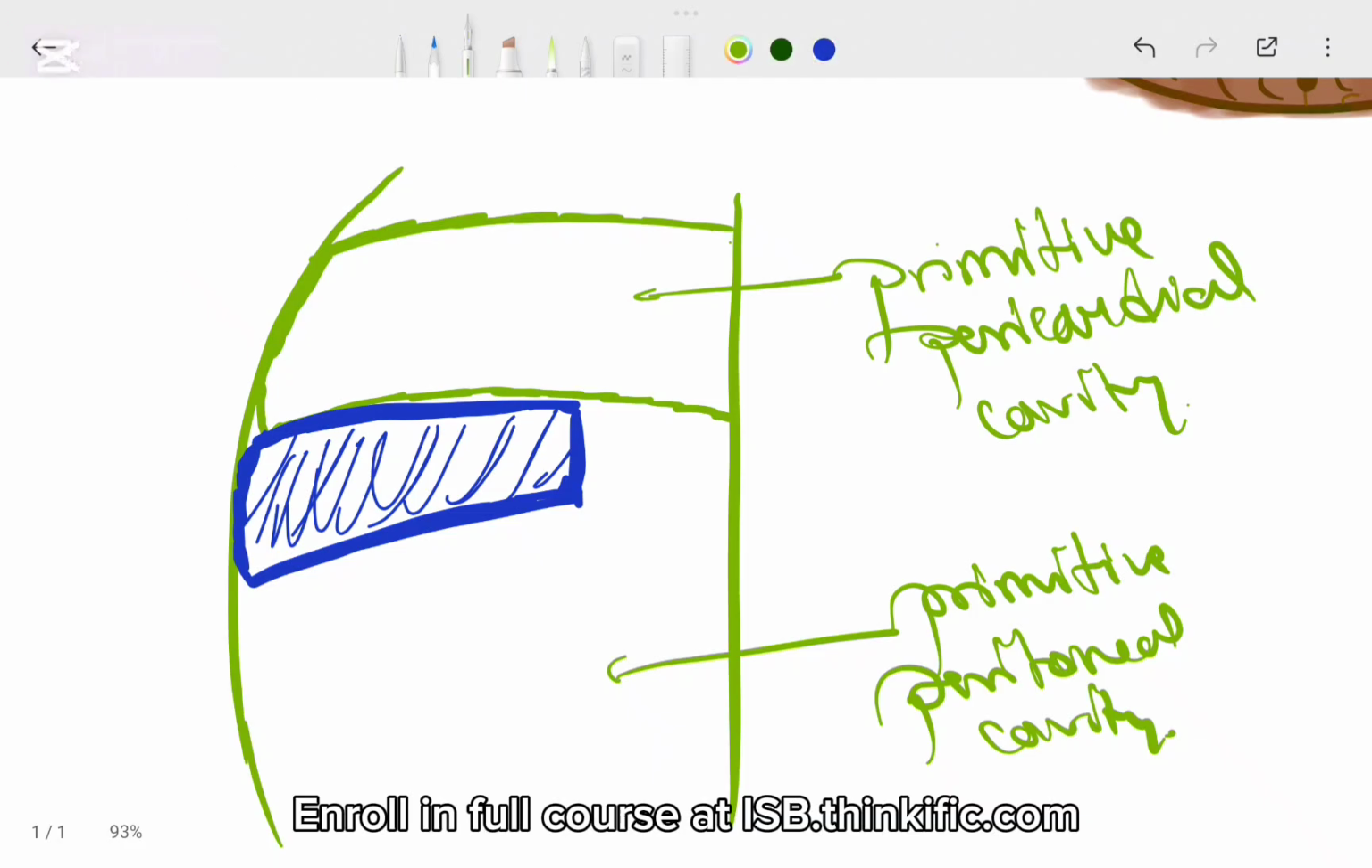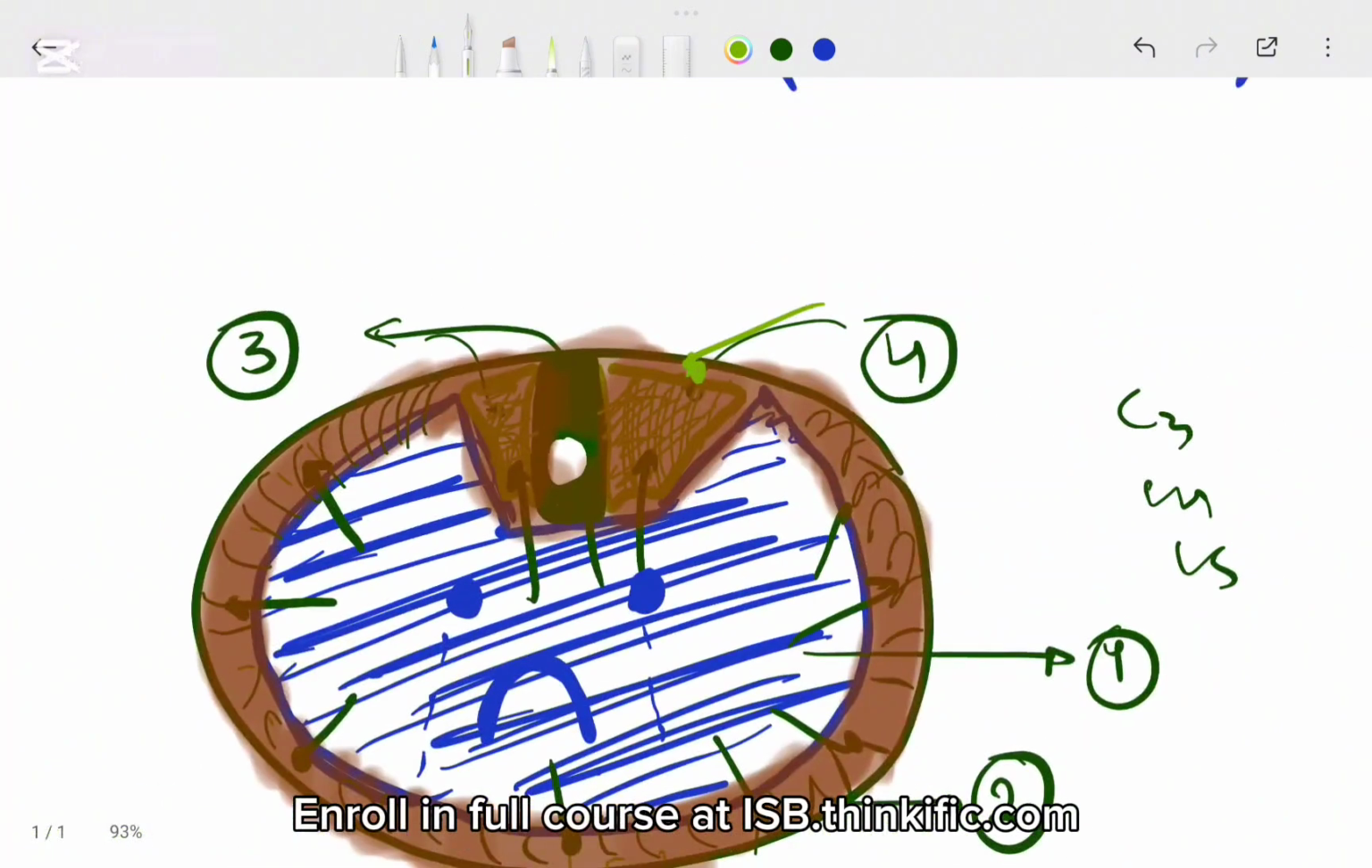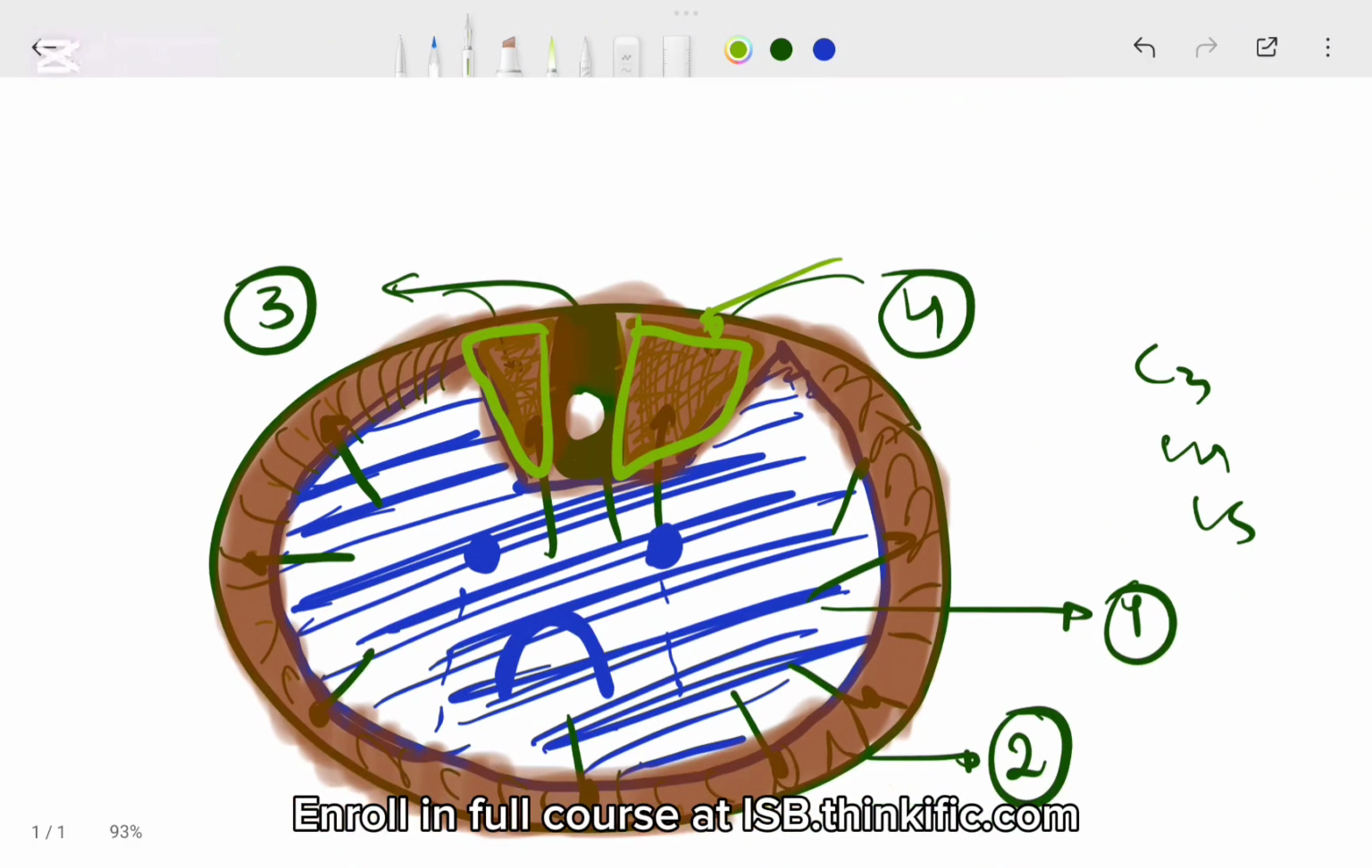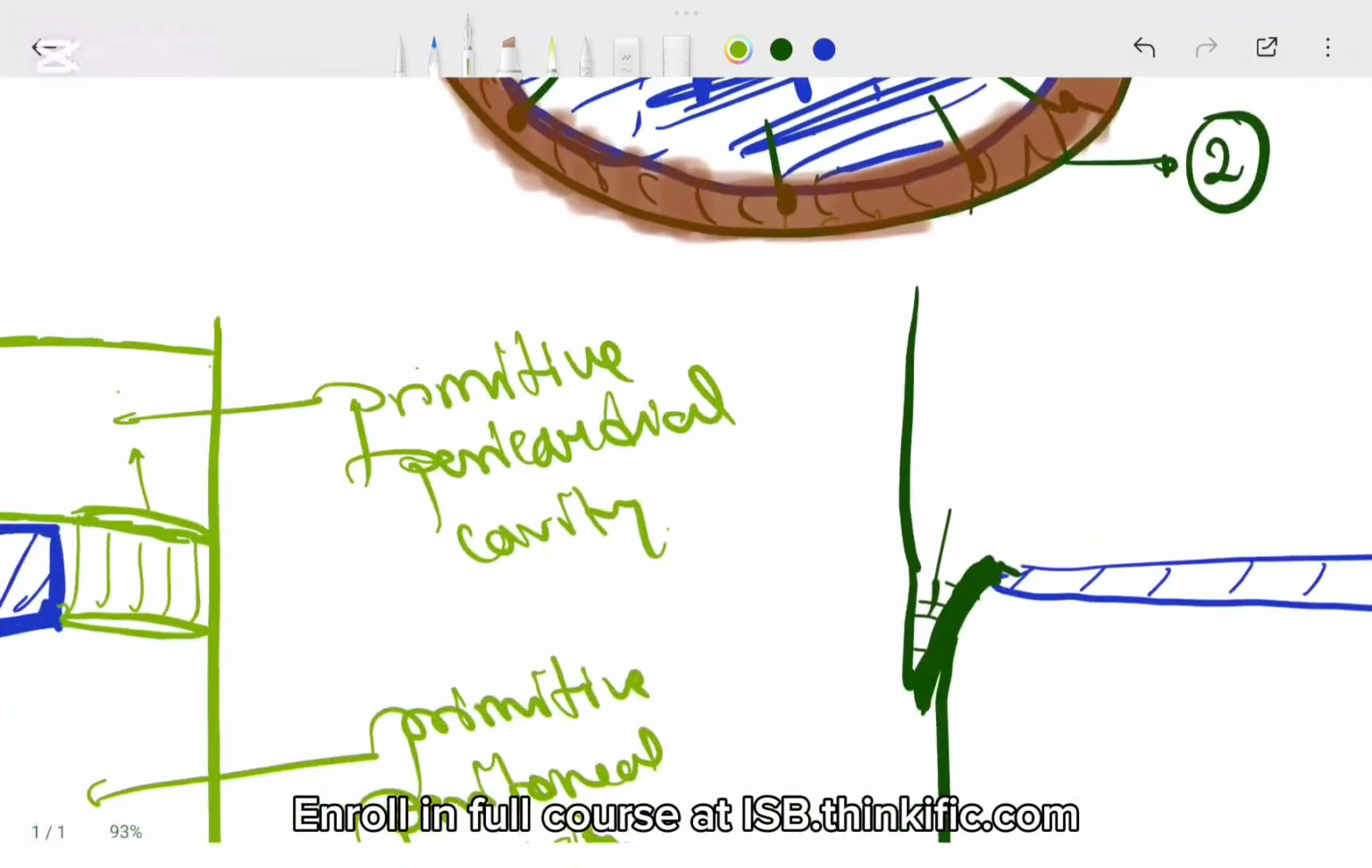This is a canal. Now this canal is open superiorly. It's posterolateral to the septum transversum. It's here and here. It's a paired canal, posterolateral to septum transversum, on either side of the foregut mesentery.